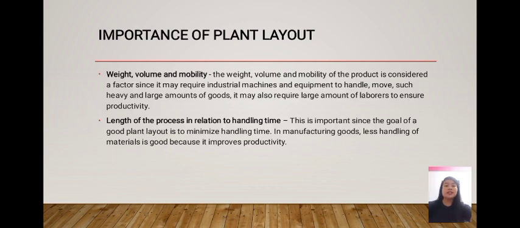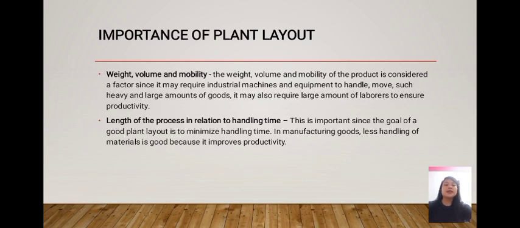The weight, volume, and mobility of the product is considered a factor since it may require industrial machines and equipment to move such heavy and large amounts of goods. It may also require a large number of laborers to ensure productivity. Weight is determined by the heaviness or mass of a particular item and is measured with the use of a scale. Volume is the amount of space that an item you are measuring takes up. It's a common measurement in food recipes, where ratios are more important than precision. While mobility is the ability to move or be moved freely and easily.